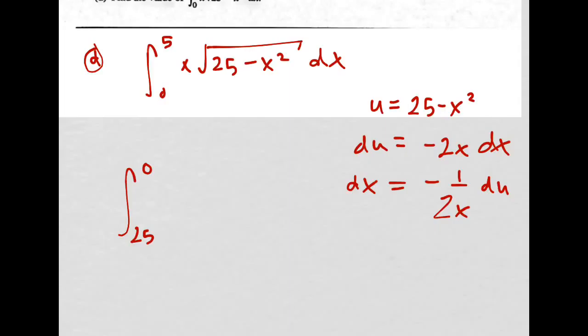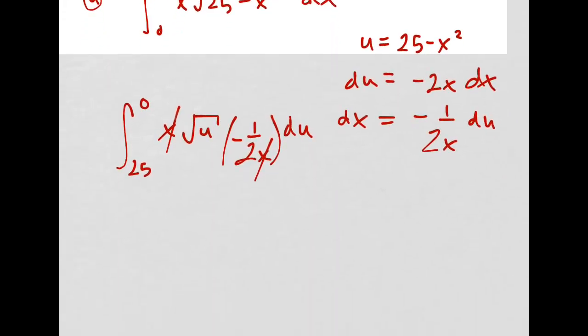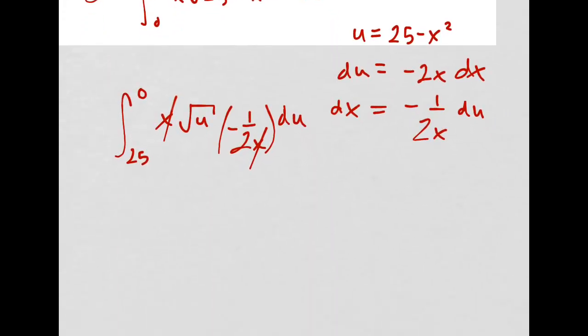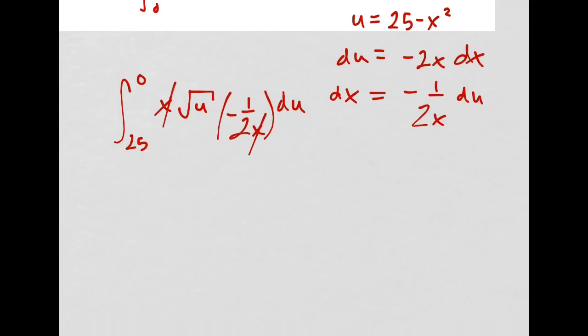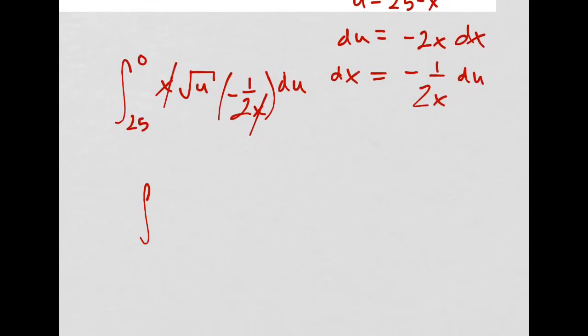And then I'll plug in the rest of my stuff. I have an x, I have the square root of u now, and then I have a negative 1 over 2x du. That x cancels out. I could change the limits of integration. You don't have to, but I could flip them over, just because they're backwards. But then that would make it a negative. So if I did this, I'm going to, just because I like to think about it. But then I also have negative 1 over 2x, right?